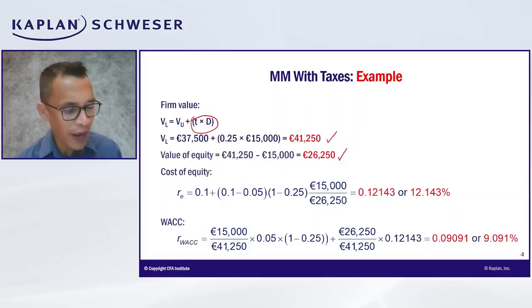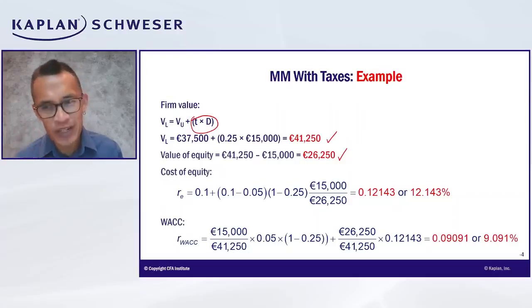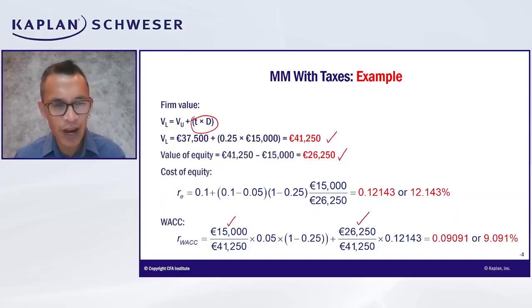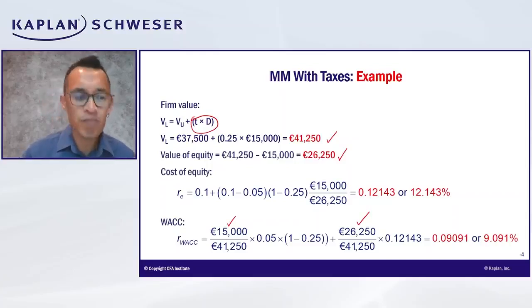So WACC at the end here, as you can see, has gone down with a lower cost of debt. The WACC is not 10% anymore, but it's gone down to 9.09%. Okay. All right. So just wanted to make that clear. And again, I was pointing out the debt equity ratios here have changed as well. Okay.